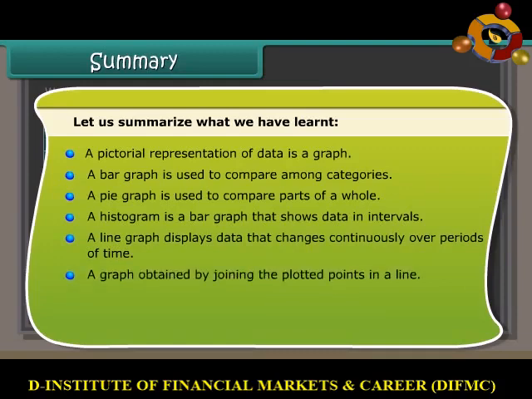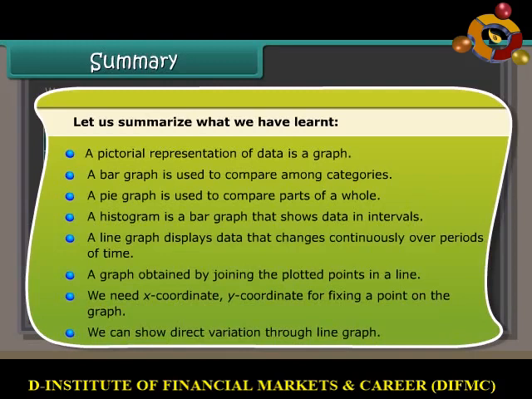A graph obtained by joining the plotted points in a line is a linear graph. We need the x-coordinate and y-coordinate for fixing a point on the graph. We can show direct variation through a line graph.